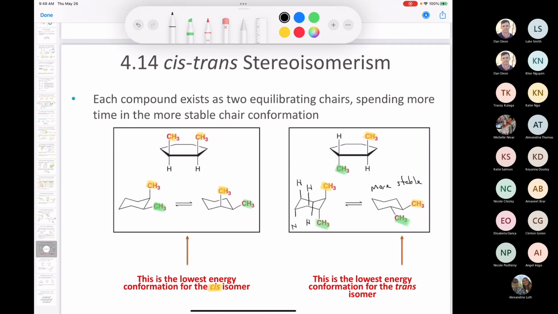All right, so cis-trans stereoisomerism. Two groups that are on the same face of the molecule, we say they're cis to each other, and two groups that are on opposite faces of the molecule, we say that they are trans to each other. So cis and trans, very important. Everybody needs to know cis and trans stereoisomerism.